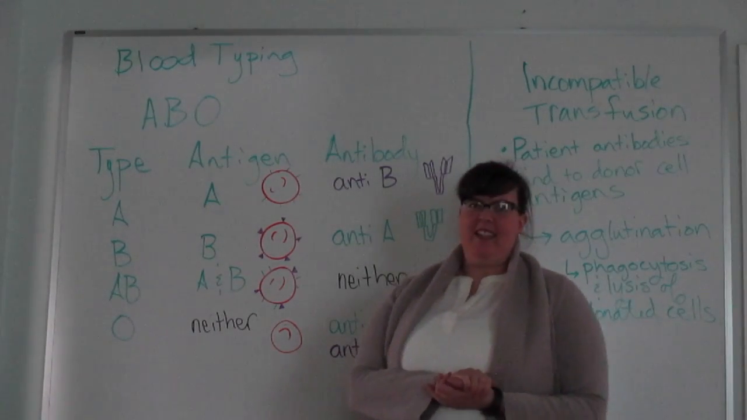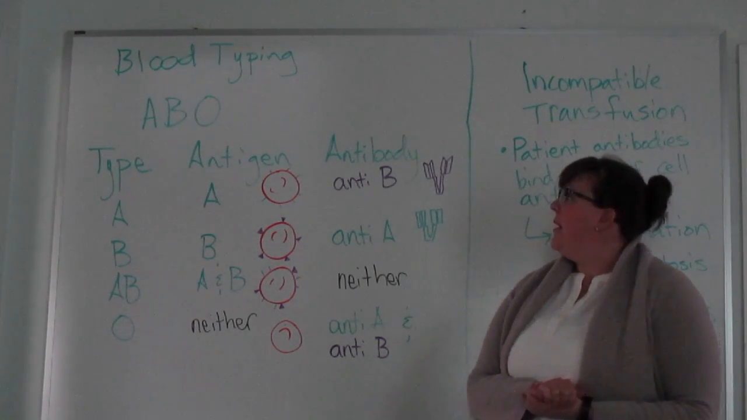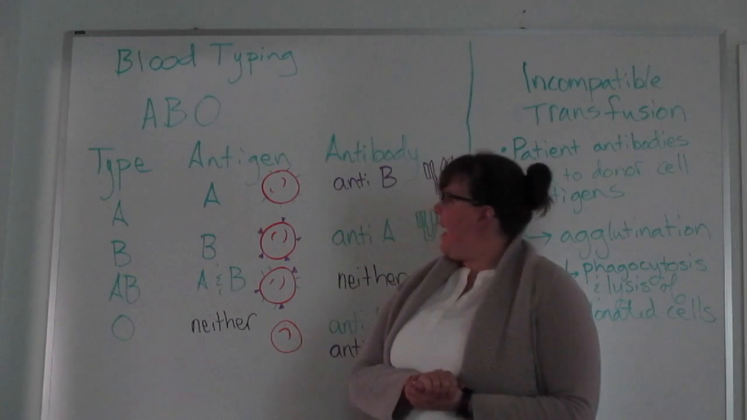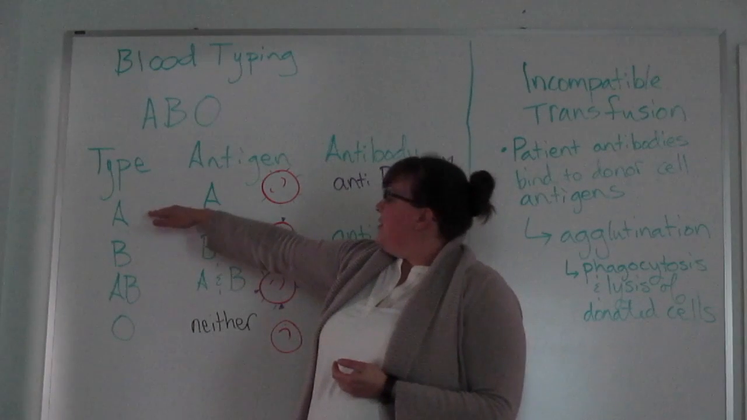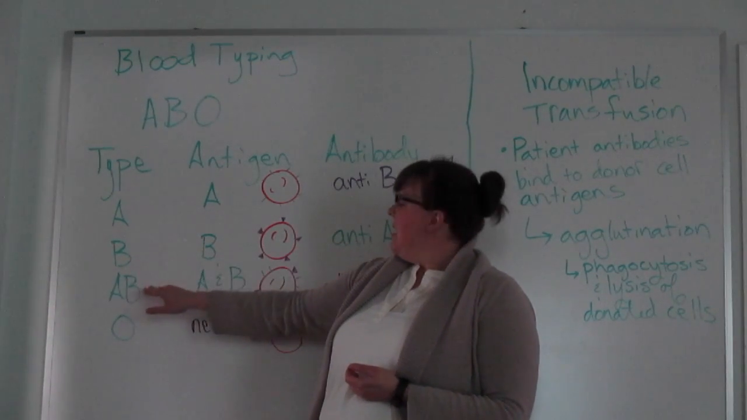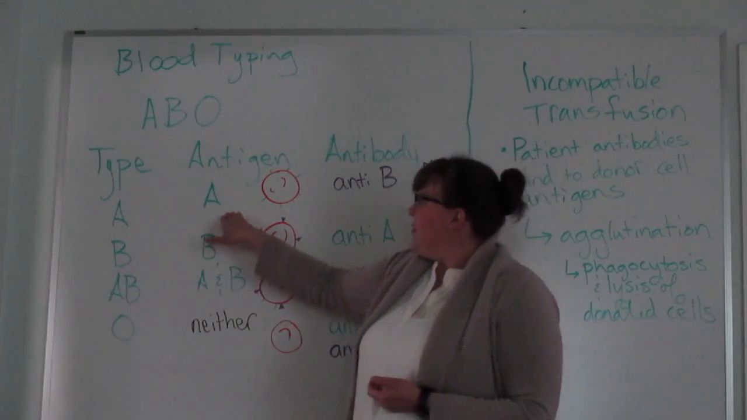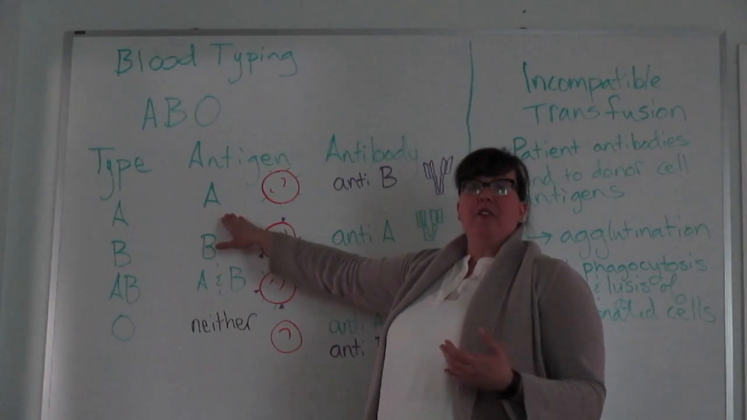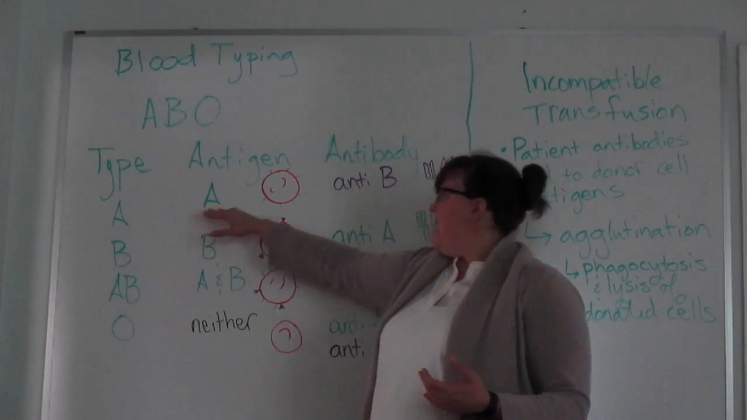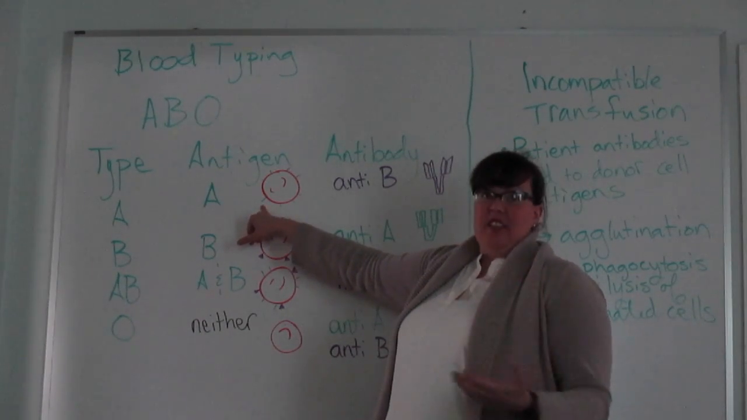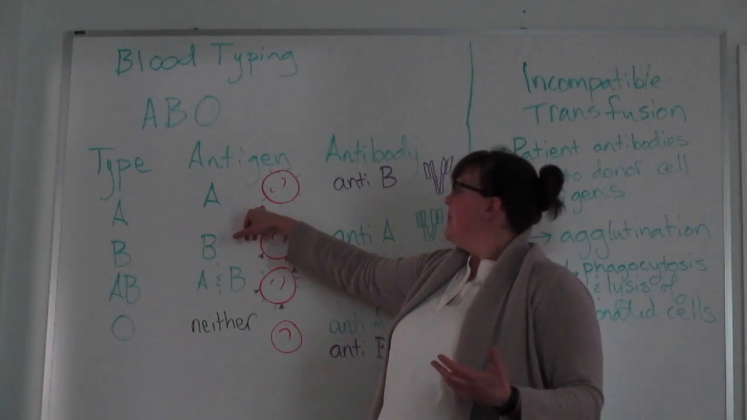Our next topic is ABO blood typing. You already looked at this in lab, and so you know that there are 4 types in the ABO blood group. There's type A, B, AB, and O. And this refers to the antigen that's found on the surface of the red blood cell. So a person with type A blood has an antigen that's been called the type A antigen. It's a sugar, it's a carbohydrate.